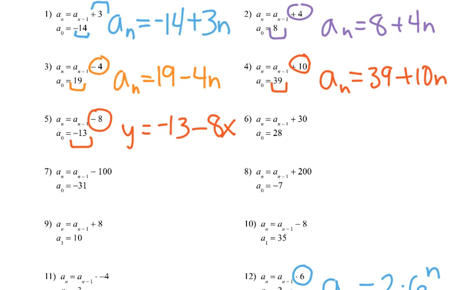I could even go like this. On number 6, my start is 28. I could even go y equals, and my growth is 30. Positive, I could go positive 30n, and then positive 28. Okay. I could even change that n to an x. Okay, so you can kind of rearrange and write these however you want.